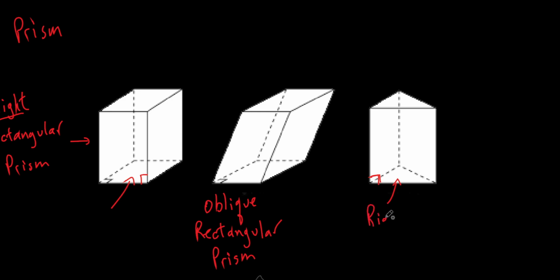So what would I call this one? A right. Now, I wouldn't call it a rectangular. Why not? Because the base is a triangle. So what do you think I'm going to call it? A right triangular prism.